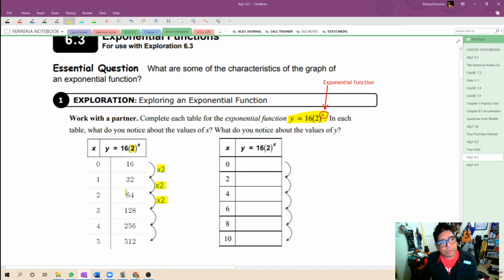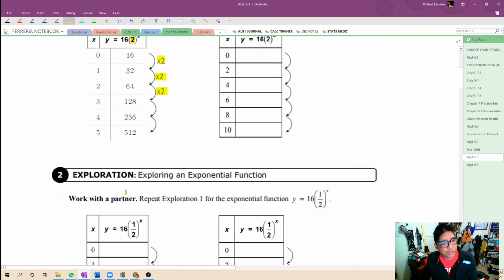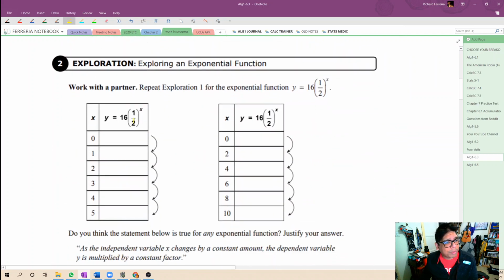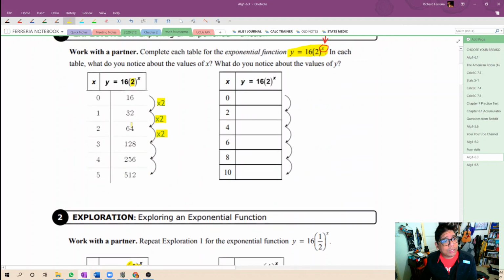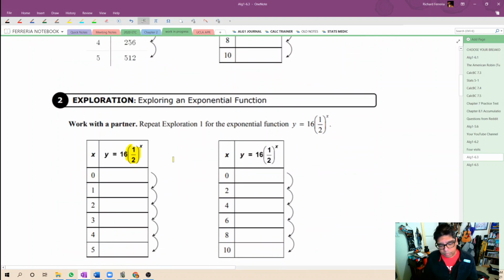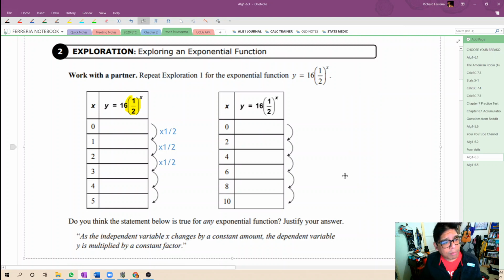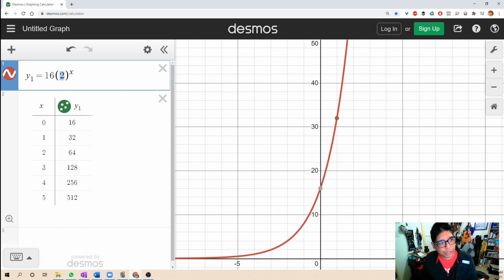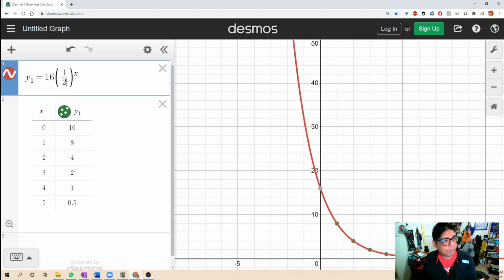Let's move on to question or exploration 2, and we can see the same thing except we have 1/2 to the x power. So using my hypothesis from up here, instead of multiplying by 2, these should all be multiplied by 1/2. Let's go to Desmos and test that theory. I'm going to change that 2 to a 1/2, and let's see what happens.